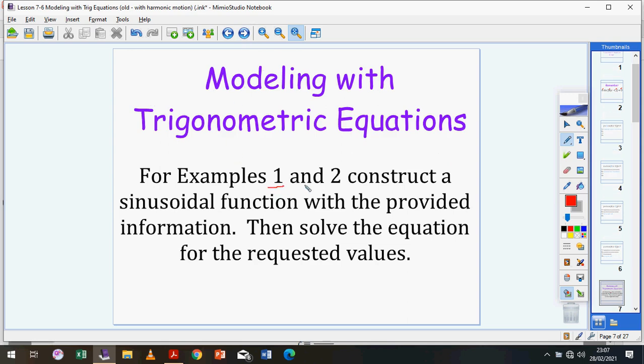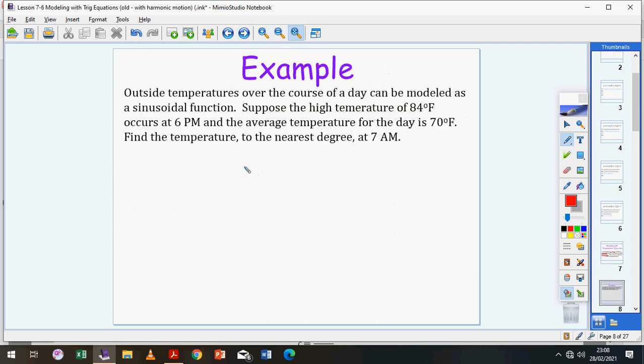So for examples 1 and 2, which are coming up, we're going to construct a sinusoidal function. Sinusoidal function means it looks like a sine graph, right? A sinusoidal function is just a periodic function that is repeating. With the provided information, so there's information that's given in the question, we use it to draw the function and then solve the equation for the requested values. After setting up an equation, we can plug in values to solve for what is wanted.